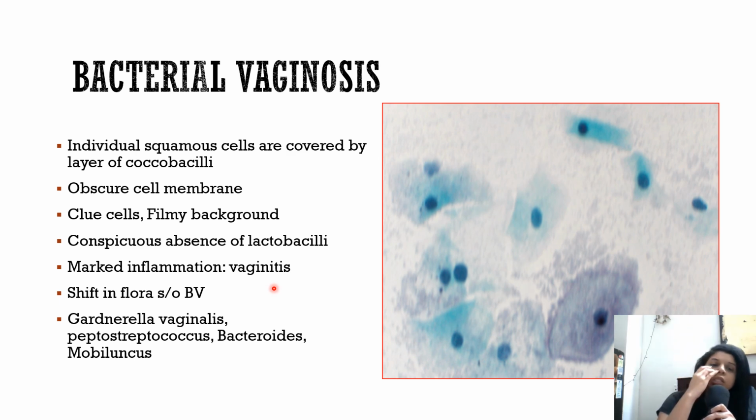So usually there shouldn't be any inflammation. That is when you exactly call it bacterial vaginosis. If there is inflammation, then you call it vaginitis. And that also we give as shift in flora suggestive of bacterial vaginosis. So in pap smear, we are going to report shift in flora suggestive of bacterial vaginosis. So what are these coccobacilli? They are Gardnerella vaginalis, Peptostreptococcus, Bacteroides, and Mobiluncus.